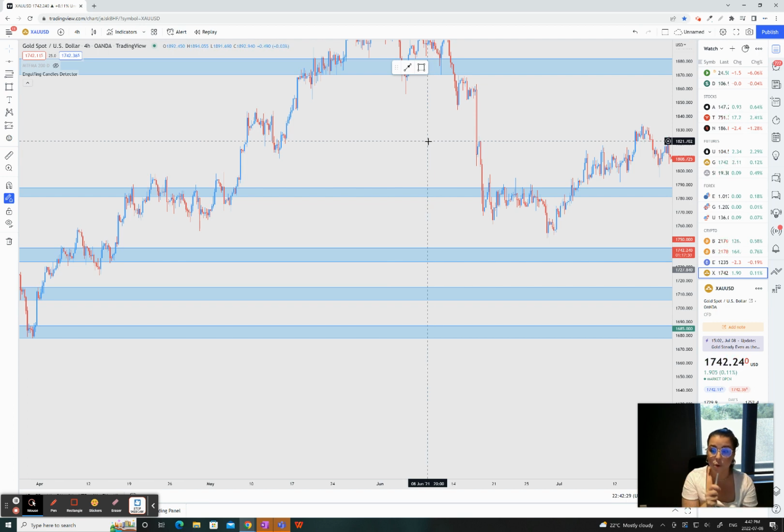Again, I draw these on the 4-hour chart, and that indicator can be really helpful. Just make sure that you're validating your zones.